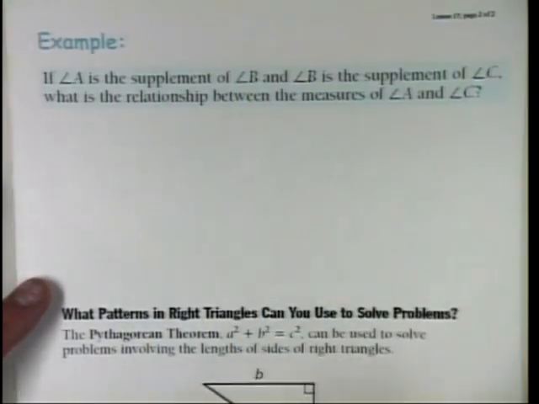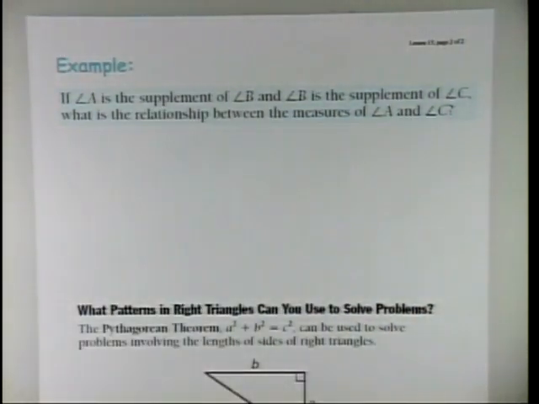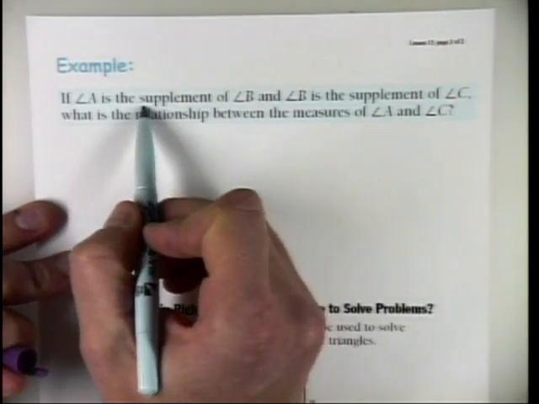Another example here. This one has no diagram, okay? Let's read carefully. If angle A is the supplement of angle B and angle B is the supplement of angle C, then what is the relationship between the measures of angle A and angle C? Well, we could draw a triangle here and label them A, B, and C, but it's really not necessary. This is careful reading and trying to remember what the definitions mean.